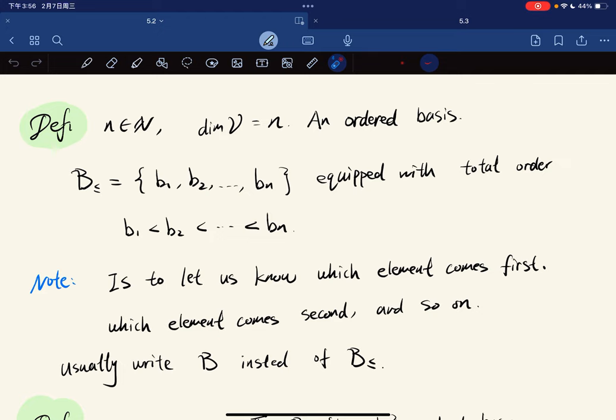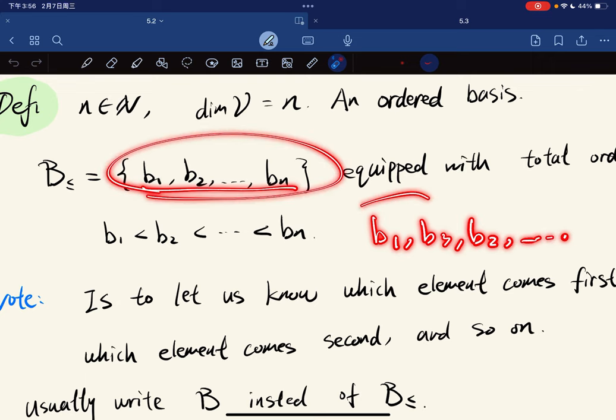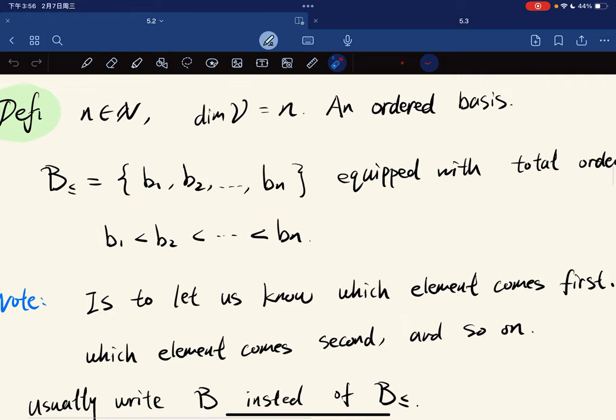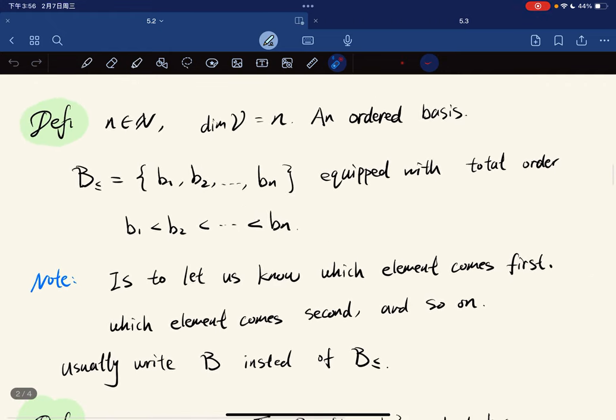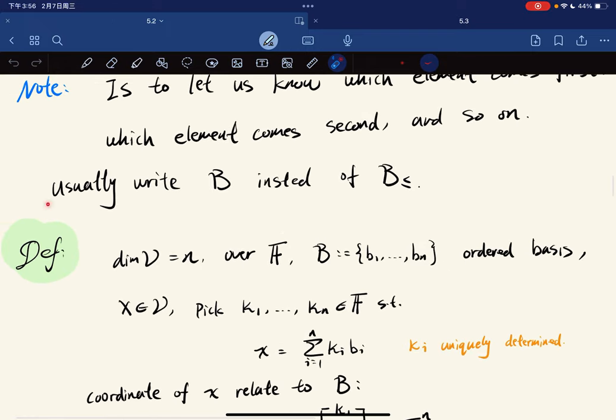it kind of eliminates redundancy, right? Because if you're given B1, B2, or B1, B3, B2, and so on, they're the same set of bases, right? If they're the same set of bases, we just arrange them in order, and we just talk about this basis. So it's in the sense of eliminating redundancy, okay? So you usually just write B instead of B with the order.